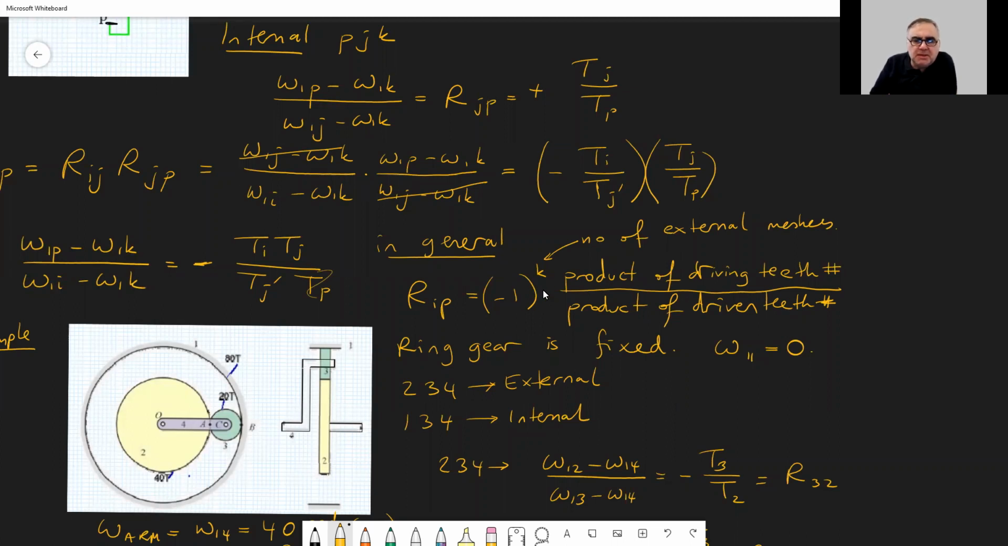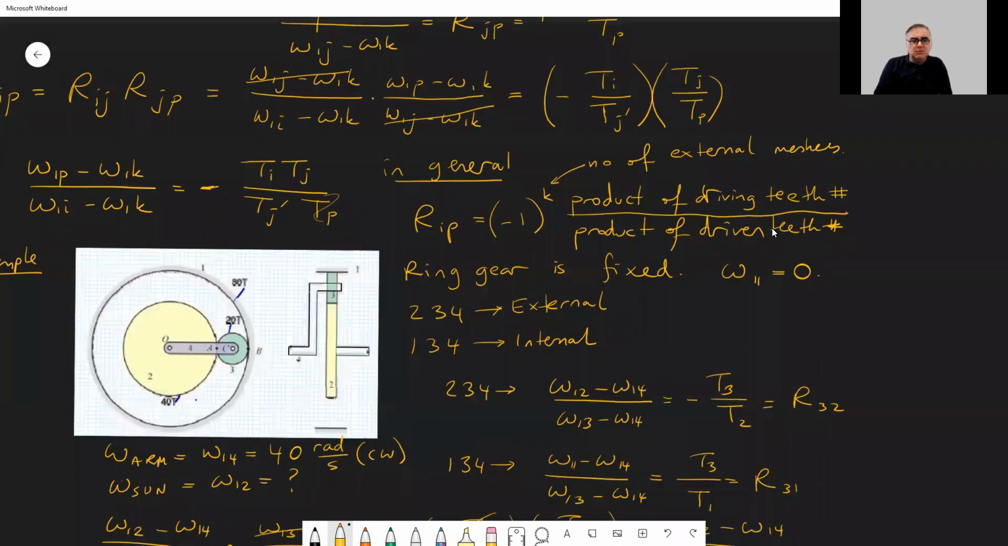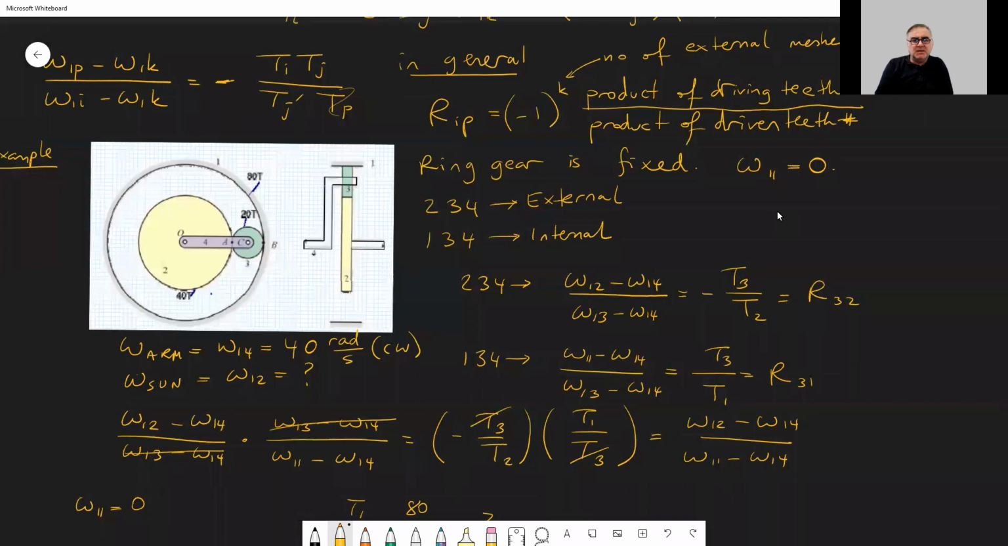-1 to the power k, k being the number of external meshes. We divide the product of driving teeth numbers by the product of driven teeth numbers. If you want to do it that way. You can also do it in the longer way. It's safer. You don't have to write this equation and analyze it one by one. I personally prefer to do it one by one.